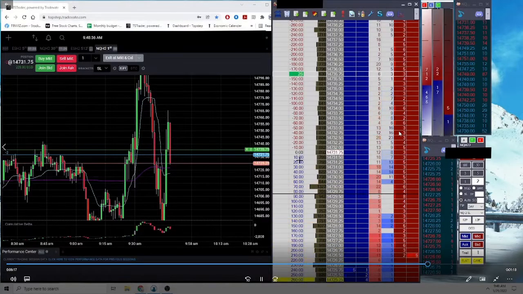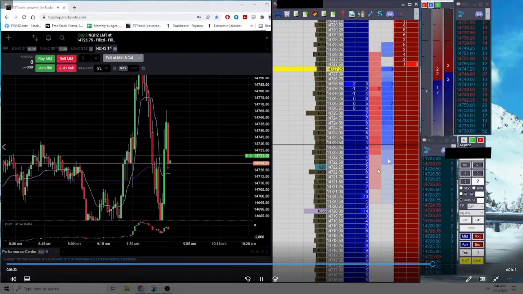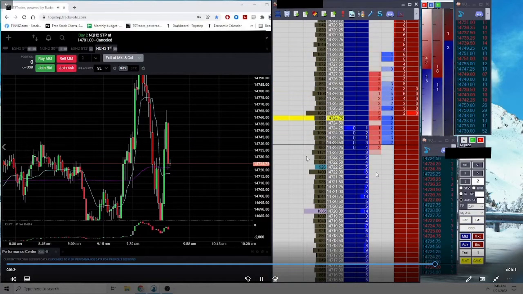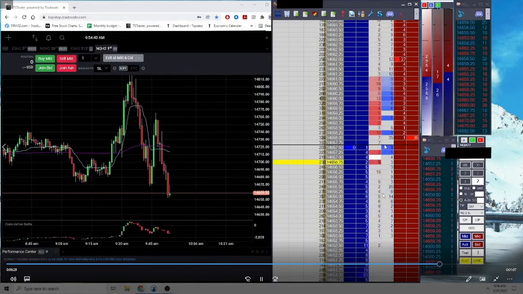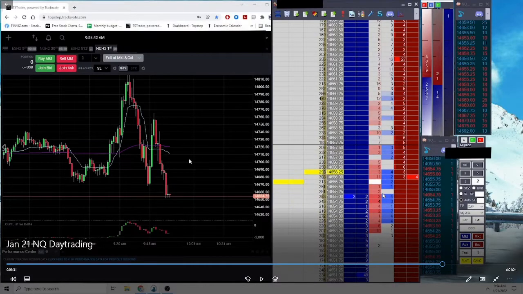It does end up working out. The momentum was real, and we pushed down pretty good. Knowing I got in late, and we're by the POC and the VWAP, take profits. But I take profits a lot anyway. Okay, moving on to the next trade.